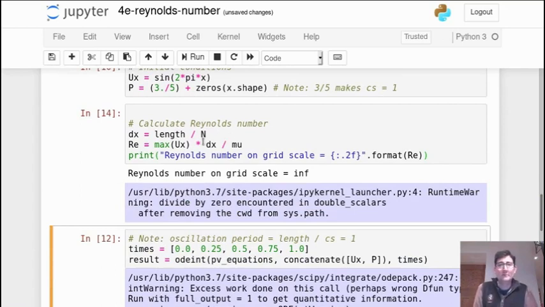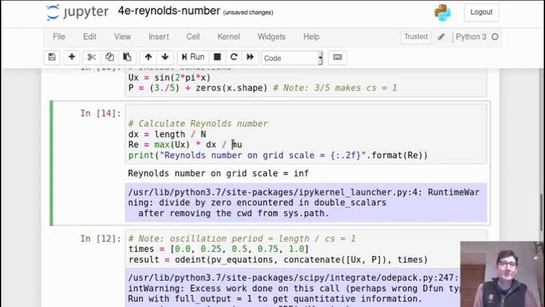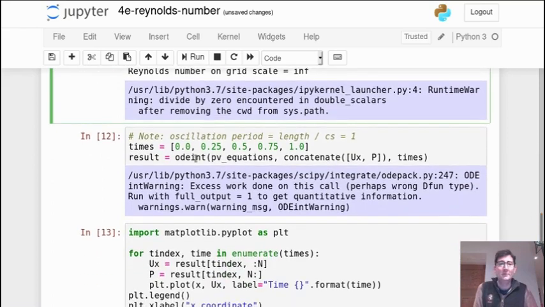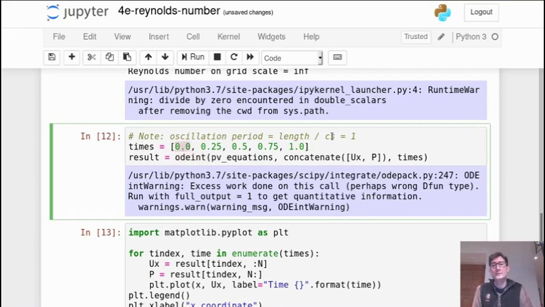Okay, so now we have a Reynolds number, obviously, which is infinite because we have a 0 here, so mu is 0, so we've blown up that expression. But we can still solve the equation, so we can integrate it. So these are the times we want the values, so it starts at t equals 0. Because the sound speed is equal to 1 and the length of the box is equal to 1, we expect an oscillation which has a period of 1, and so this final time here is after exactly one period of the oscillation, and so the final time should look a lot like the first.